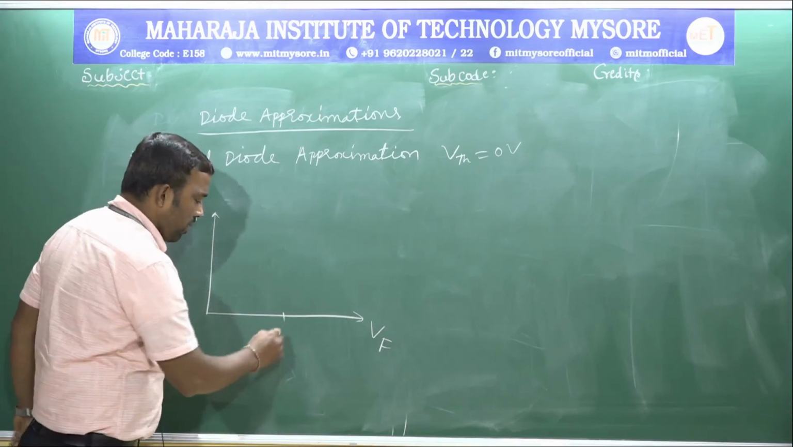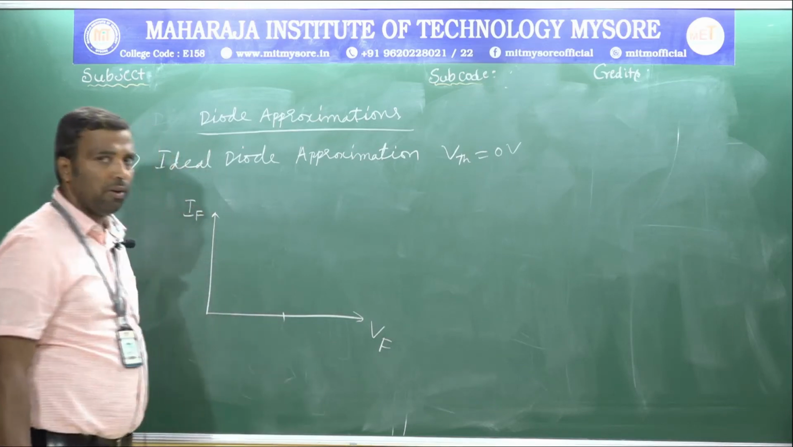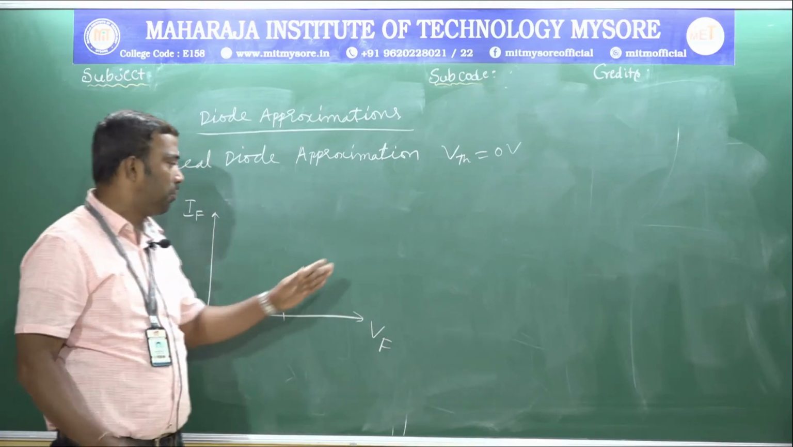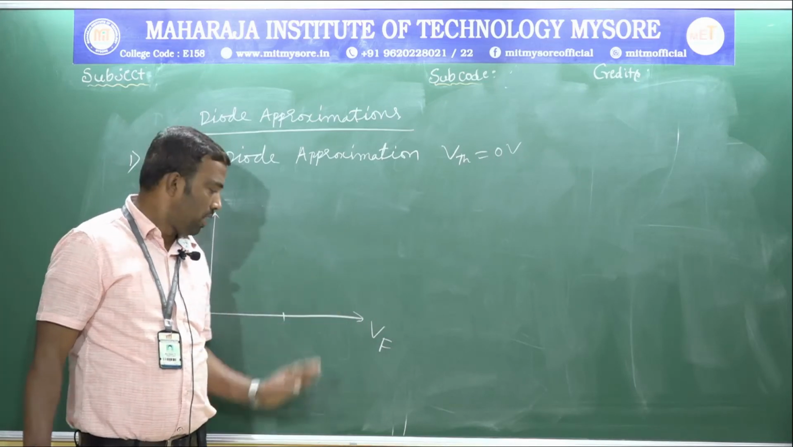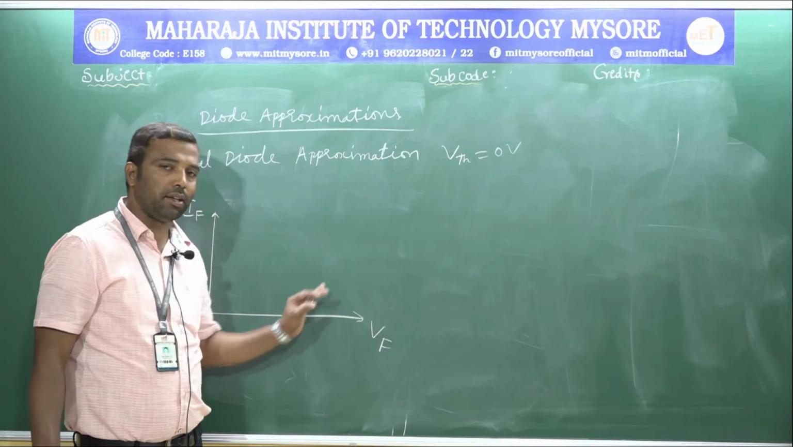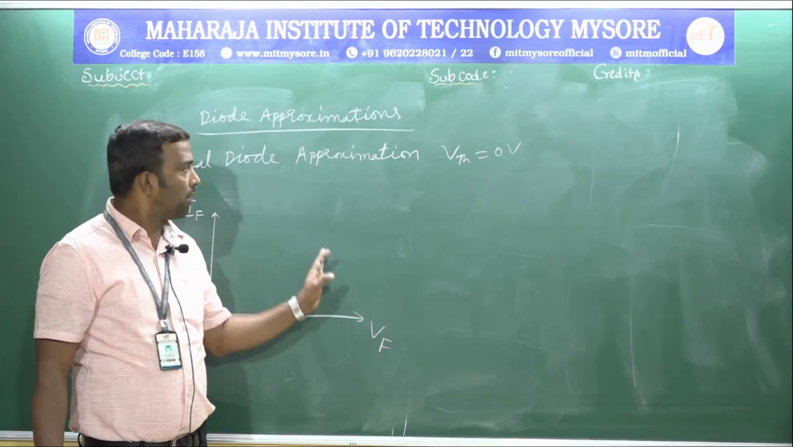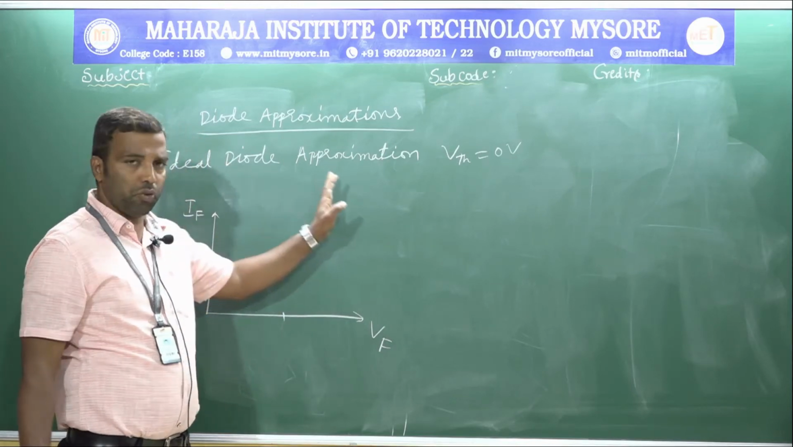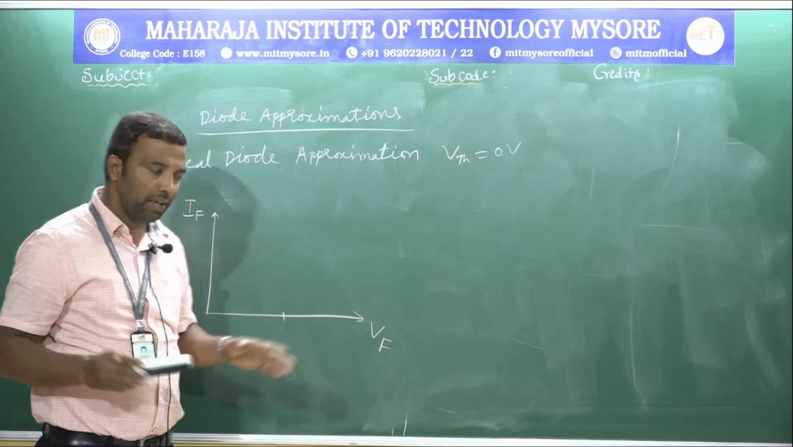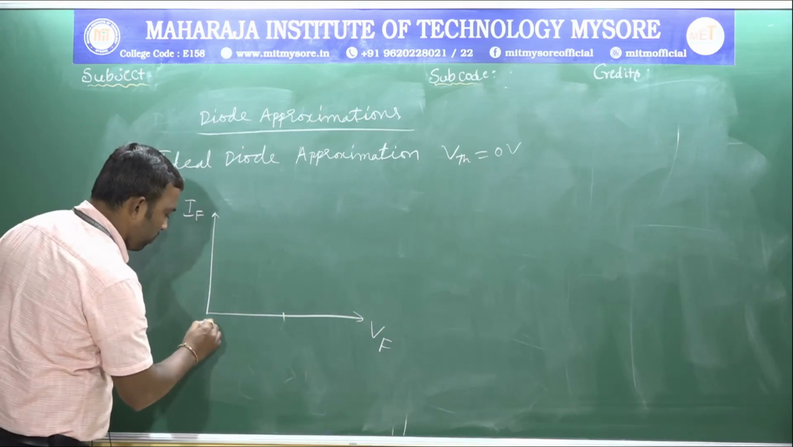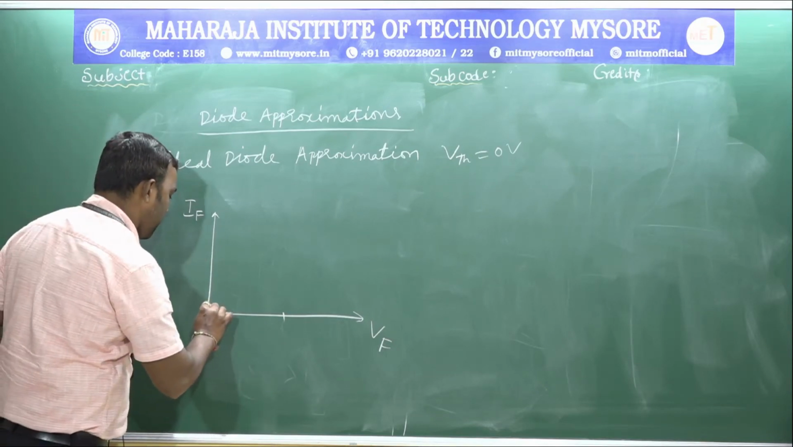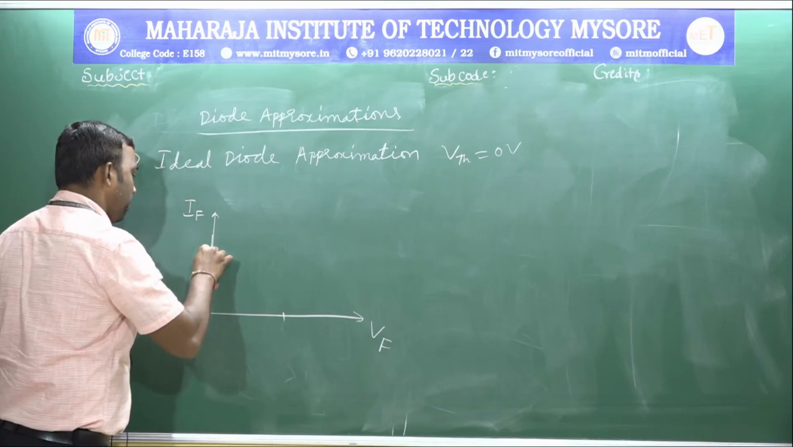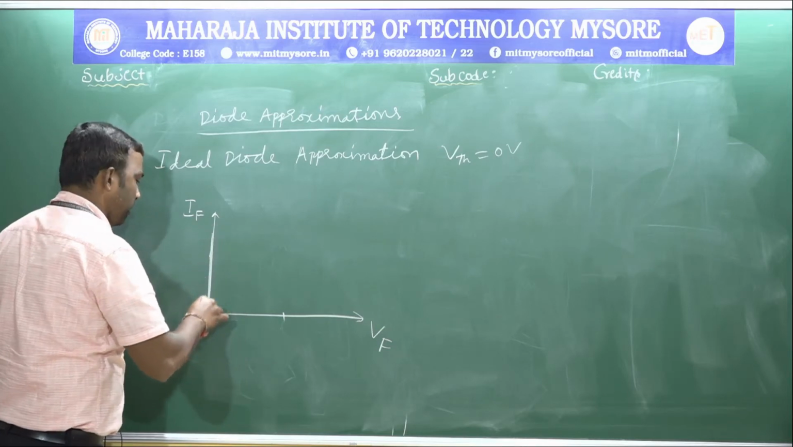At the point of threshold voltage, we considered in the previous explanation the forward bias condition. After threshold voltage, the current increases exponentially. But in this ideal diode approximation, there is no threshold voltage. The threshold voltage is 0 volts. So at 0 volts only, the current attains a maximum value.